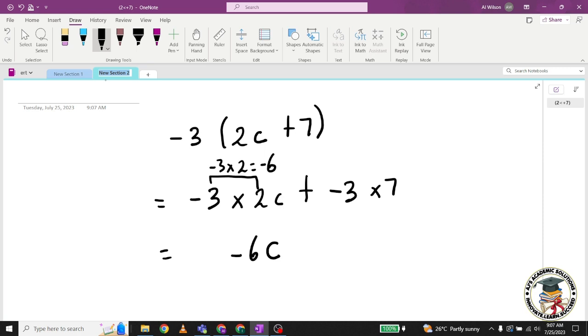Then in the next part here, let's maintain our addition sign. Negative 3 times 7 is 3 times 7 is 21. Negative and positive is a negative. So notice here again, what we have is negative 6c minus 21. So pay attention to the pattern you're looking at right now. When you have a negative and a positive, you're going to have a negative. So always pay attention to that little bit of information.